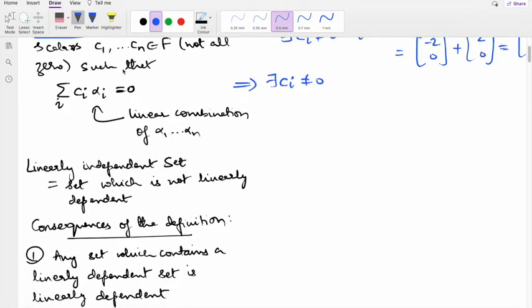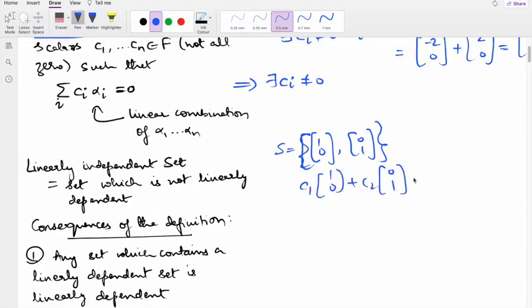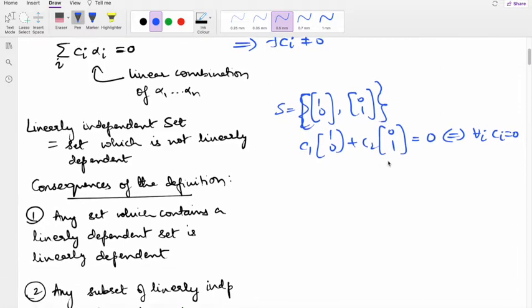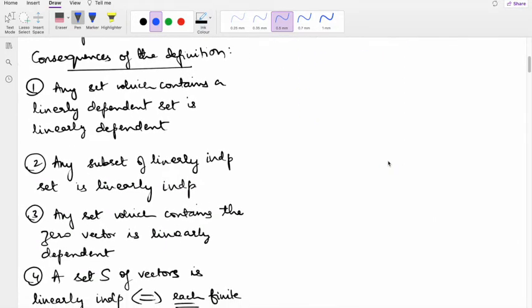Okay, so one example, and we'll prove all of this in a while. Let's say in R2 space itself, I can define the vectors (1, 0) and (0, 1). Any combination of these two will never be 0 unless all the Ci's are 0. So C1 times (1, 0) plus C2 times (0, 1) will be 0 if and only if for all i, Ci is 0. Therefore this is a linearly independent set. Okay, fine. Then we'll come to the consequences of the definition.